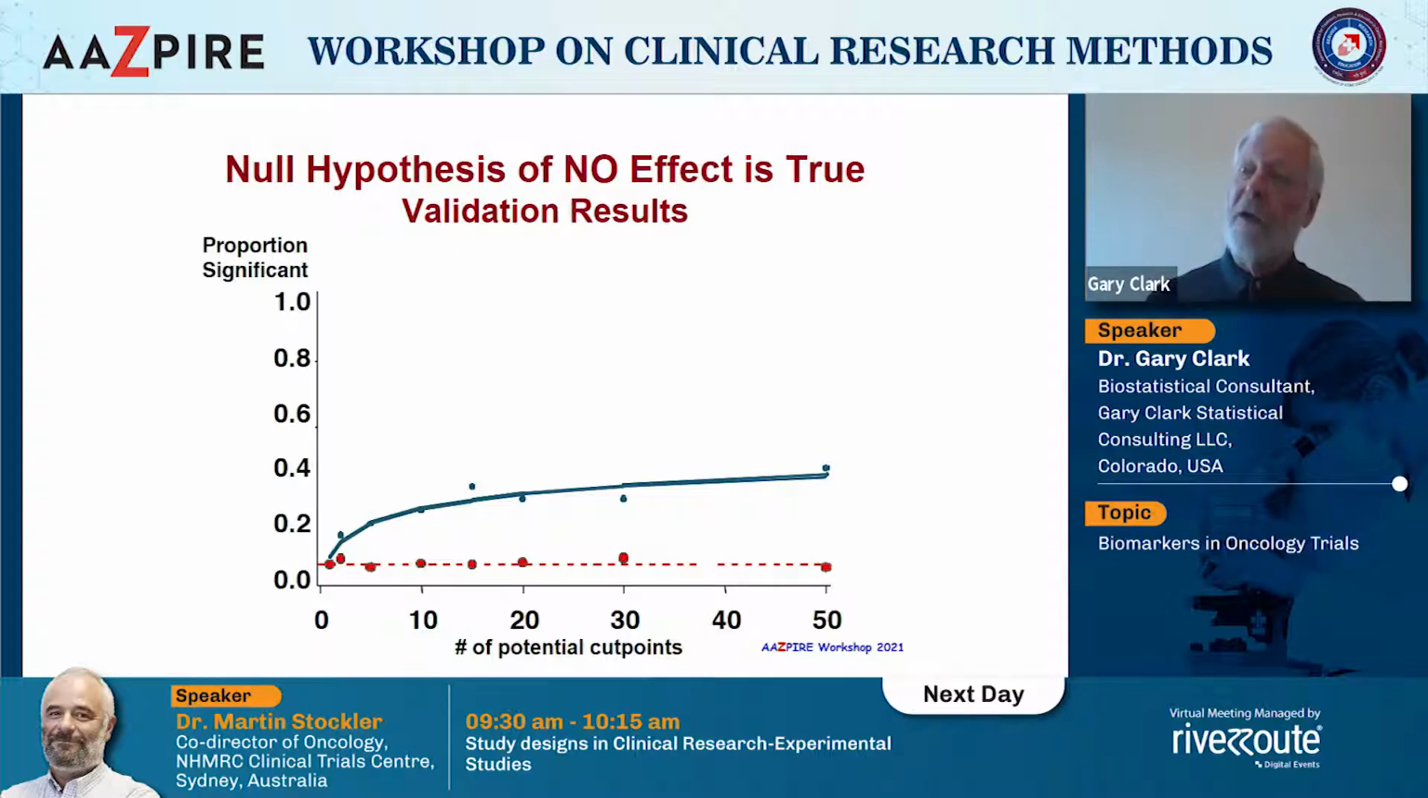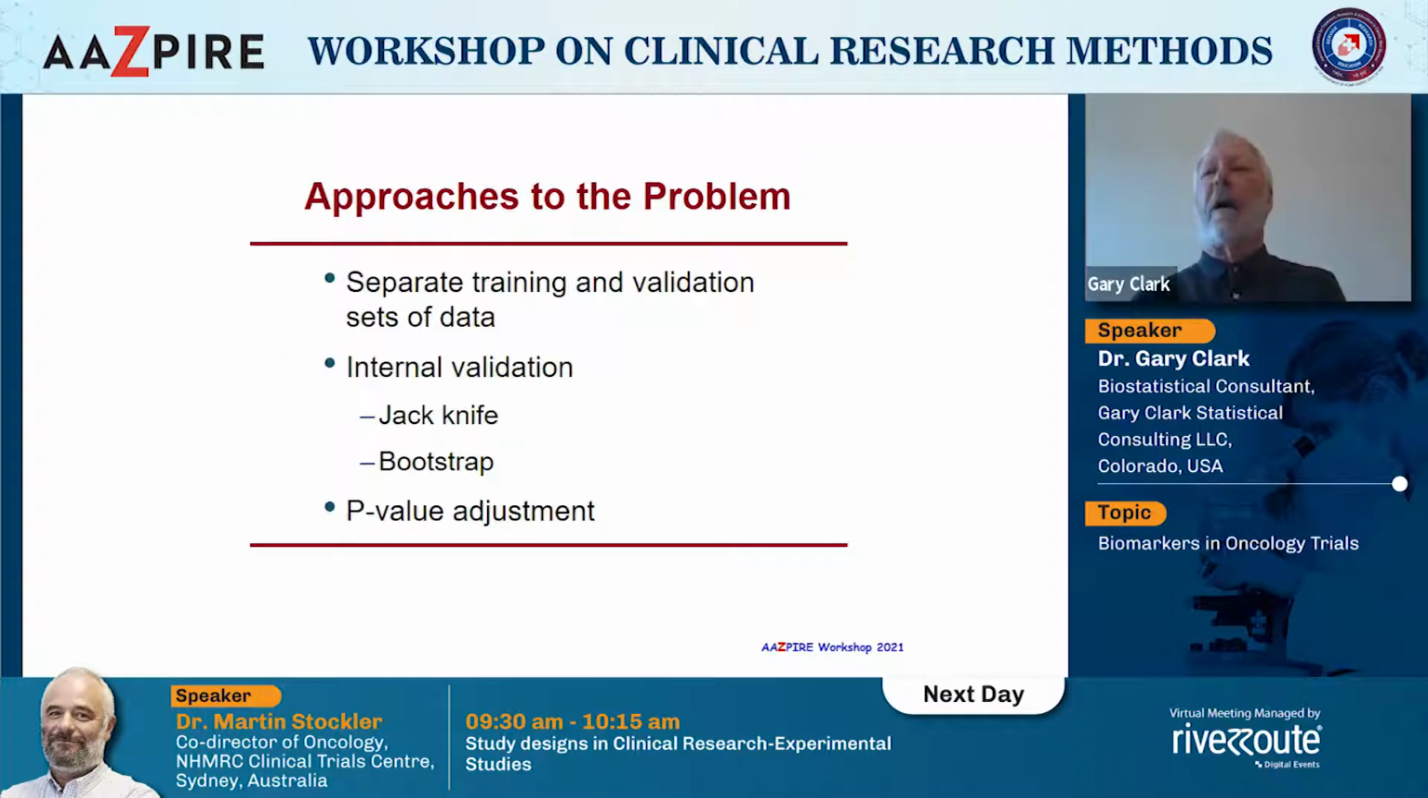So you generate false positive results by conducting multiple tests of hypothesis. So how do we deal with this problem?